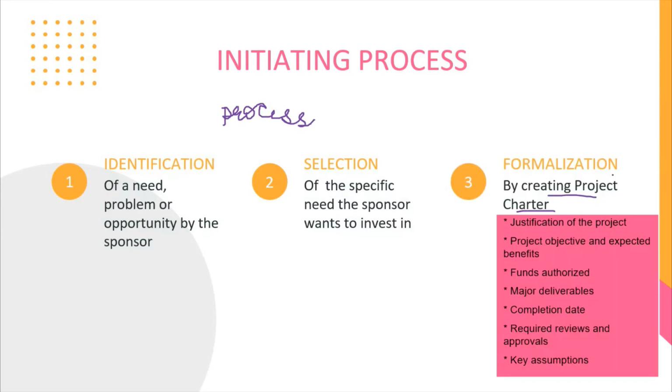The next step is the formalization of the project, or of the need that we have selected after the second step. We can do this by creating a project charter. The project charter mentions the justification of the project, objectives and expected benefits, funds authorized by our sponsor, and major deliverables that we can attain when the project is complete.